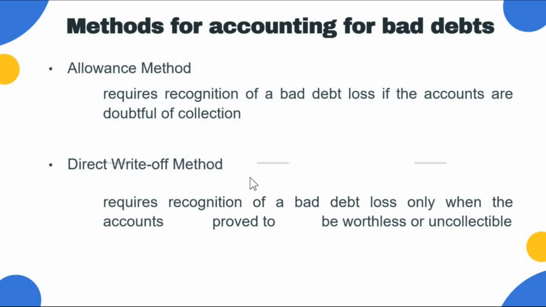The other one is direct write-off method. So, in this method, it requires recognition of bad debt loss only when the accounts, no, prove to be worthless or uncollectible. So, wala kang i-report or wala kang tatanggaling accounts receivable unless you have proven already that this account is already worthless. Hindi na talaga siya makokolekta. So, that's under direct write-off. So, under sa direct write-off method, wala kang i-maintain na allowance for doubtful accounts account. So, wala kang allowance for doubtful accounts.